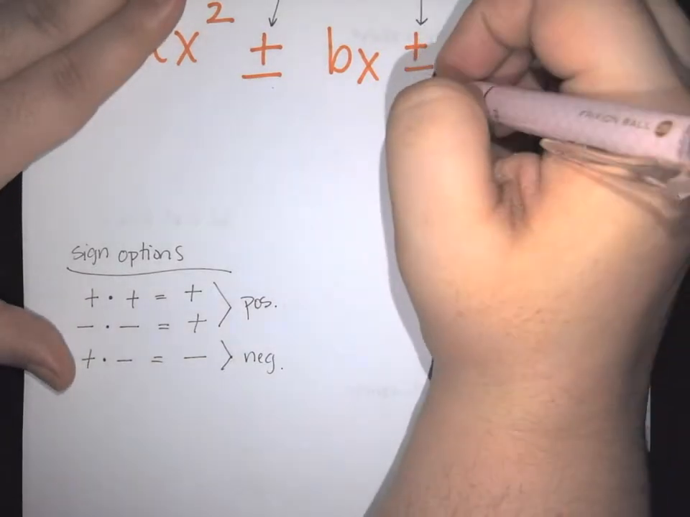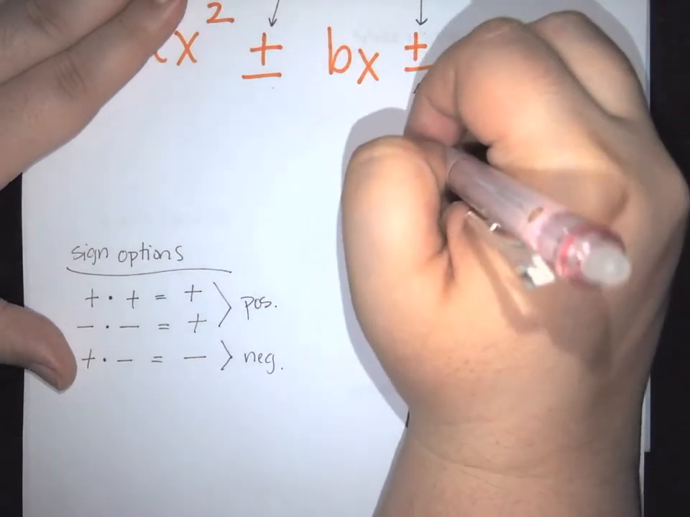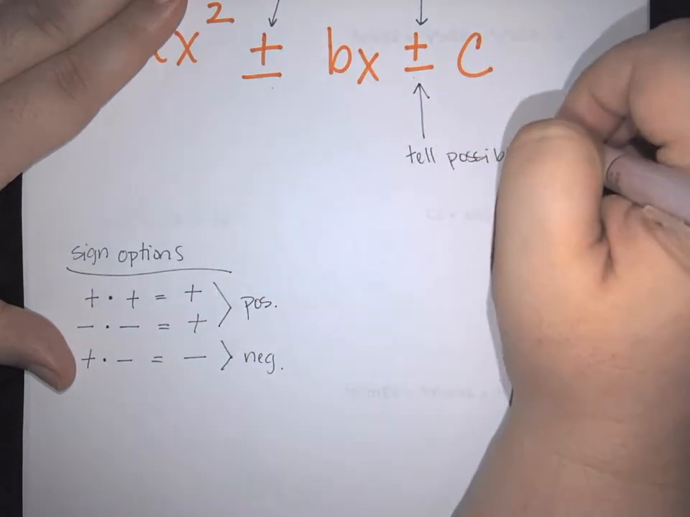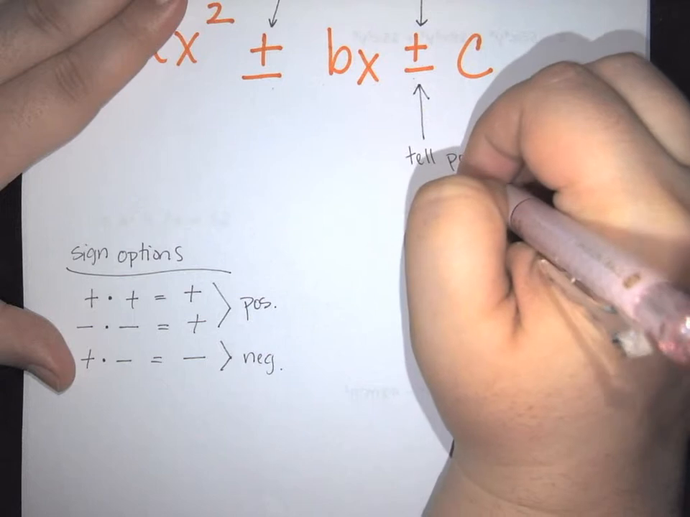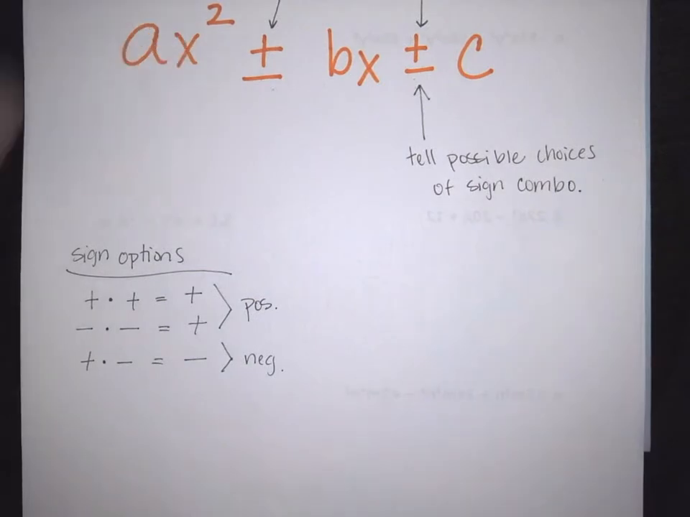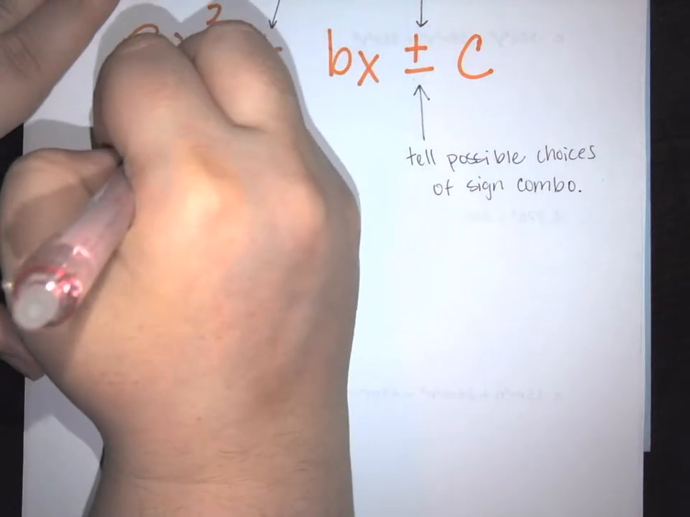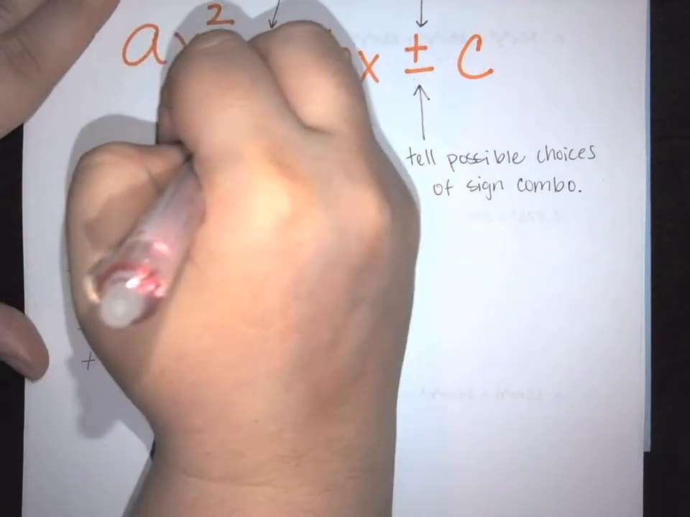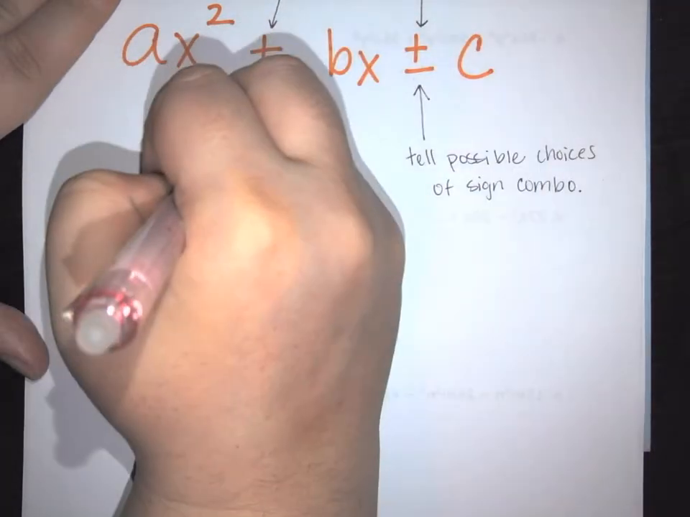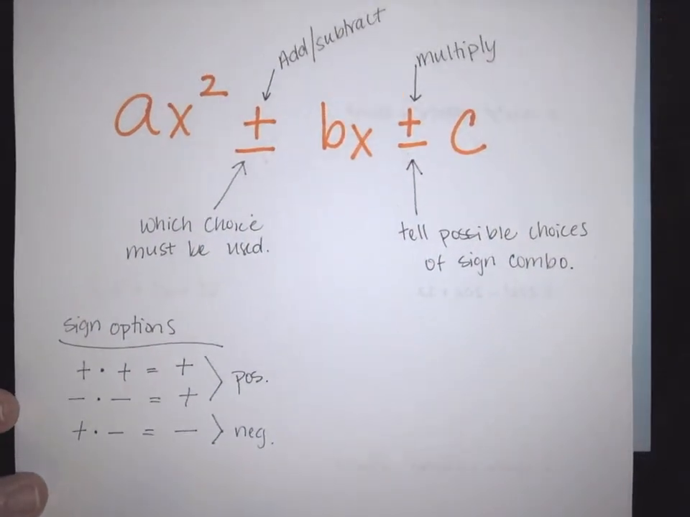So again, your back term is going to tell you the possible choices of sign combinations. Whereas your add and subtract one is going to tell you which choice must be used. So that's the clues that you have.